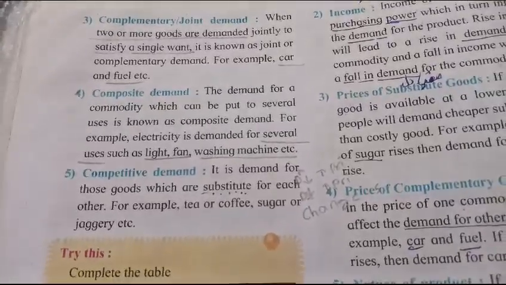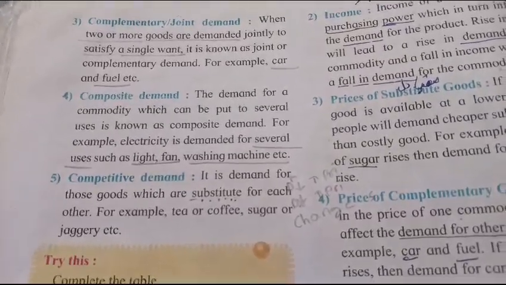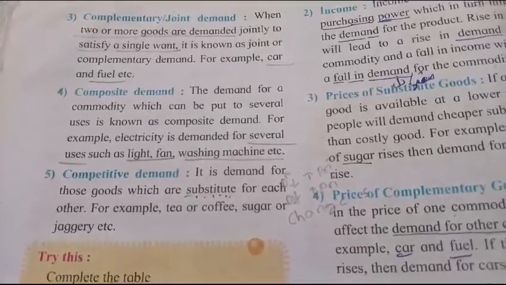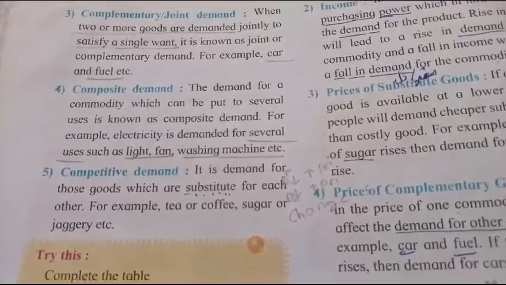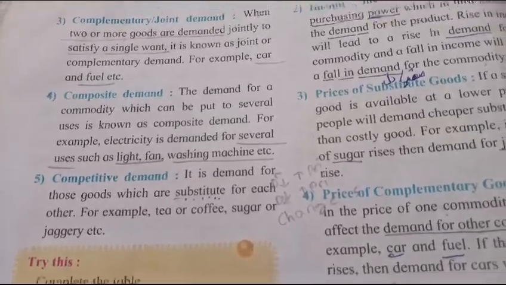Third, complementary/joint demand. When two or more goods are demanded jointly to satisfy a single want, it is known as joint or complementary demand. For example, car and fuel, etc.